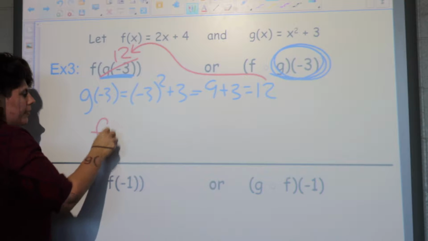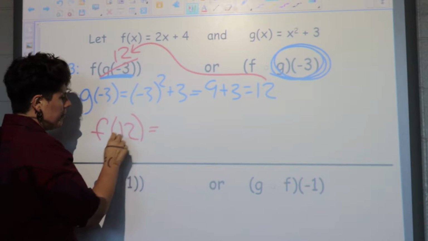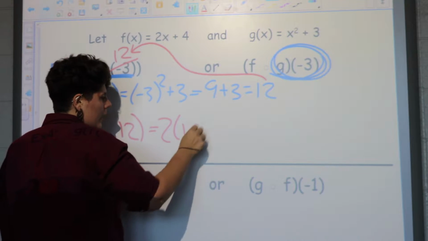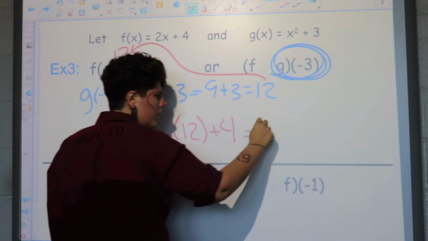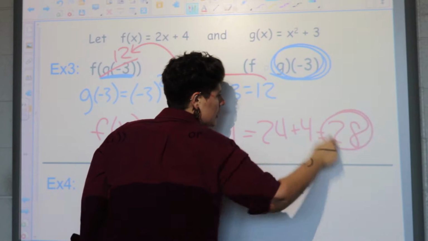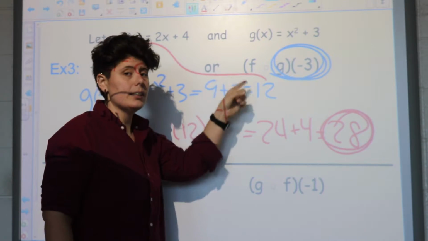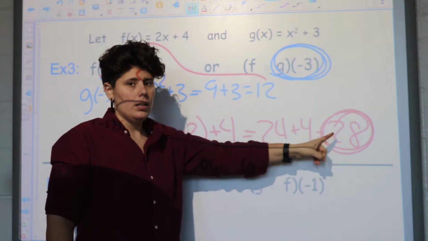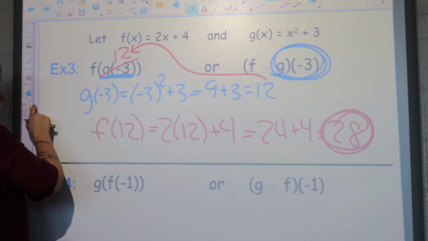So I'm going to go ahead and find f of 12, just like on example number 1, except for instead of plugging in the other number, I'm plugging in a 12. So I have 2 times 12 plus 4. 2 times 12 is 24, so I have 24 plus 4, which gives me 28. 12 is not my answer. 12 helps me get to my answer, but 28 is my answer. Always start with what is closest to the number here.